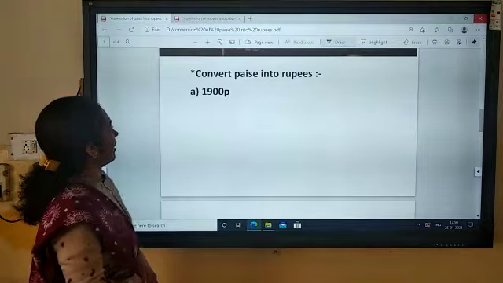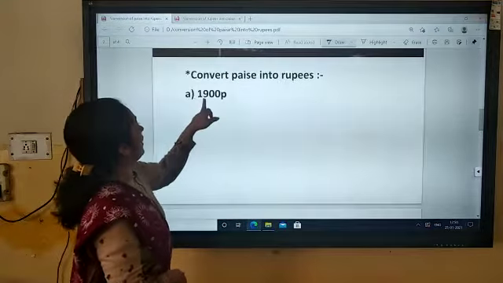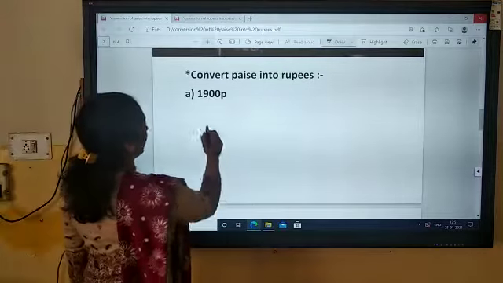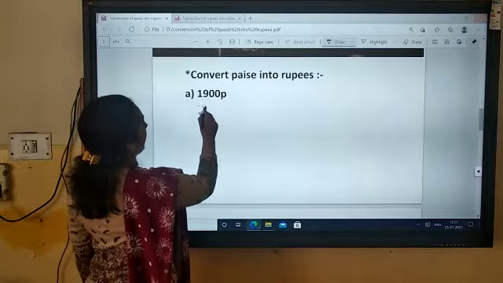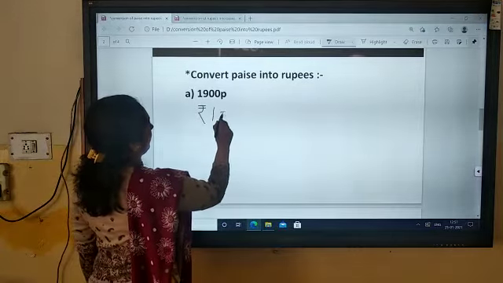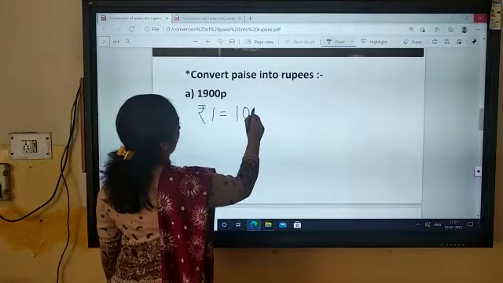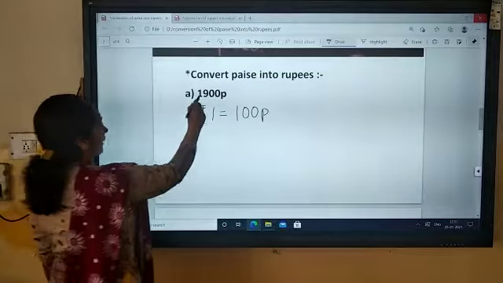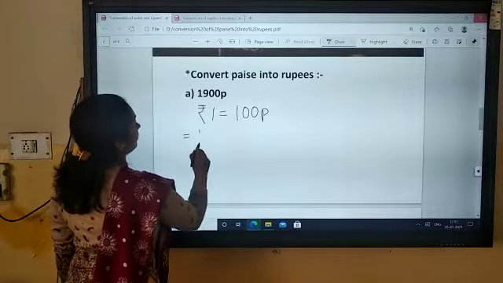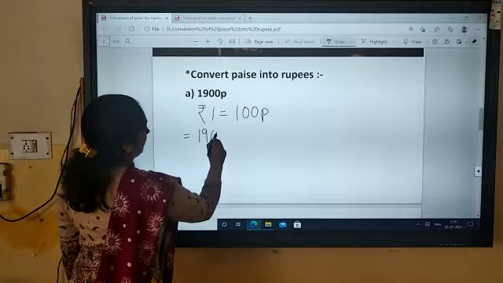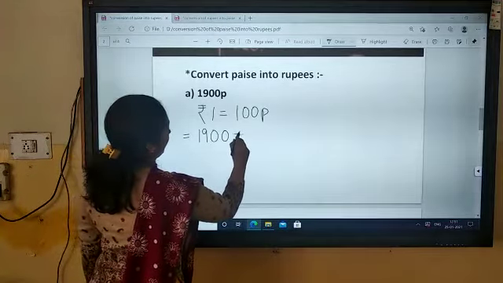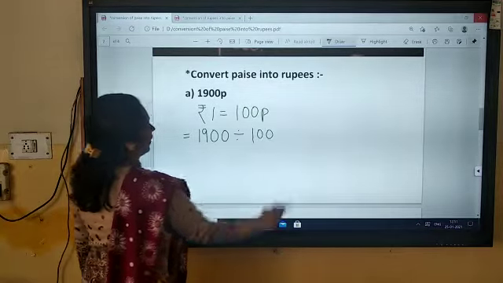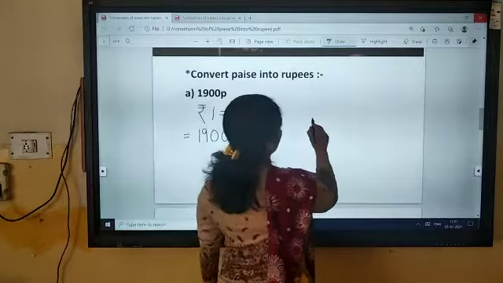First question is, we want to convert 1900 paise into rupees. As we know, 1 rupee is equal to 100 paise. So we will divide the given amount of paise by 100. We will divide 1900 by 100. We will show the working on this side.